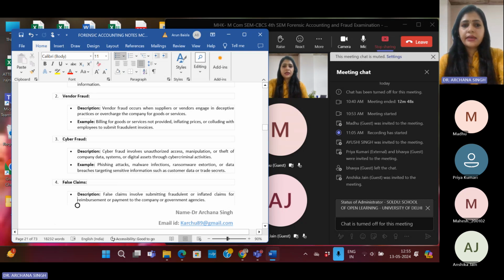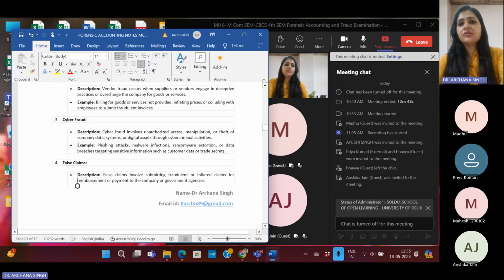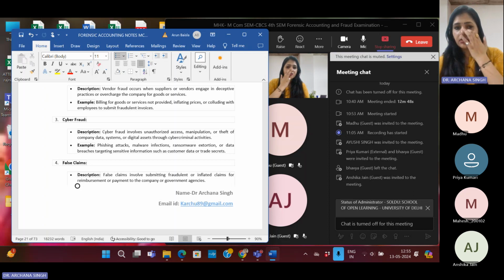Then next is cyber fraud. Cyber fraud basically involves unauthorized access, manipulation, or theft of the company's data, systems, and digital assets through cyber criminal activities like phishing attacks, malware infections, ransomware extortion, or data breaches. These are some examples through which they can do cyber fraud.